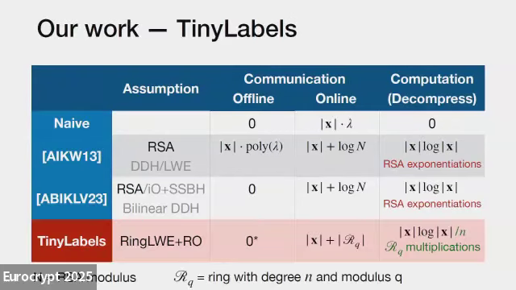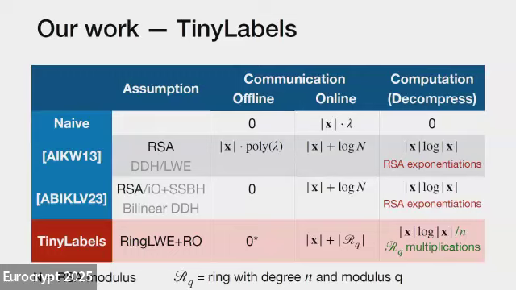So we propose tiny labels based on the ring LWE assumption. The most efficient version of it also requires the Random Oracle model. And online communication is again optimal. The additive overhead is simply a single ring element. And offline communication, well, it's not entirely free. We do have offline communication, but we observe that we can reuse it for as many garbled circuits as we want, and therefore its cost actually amortizes towards 0.